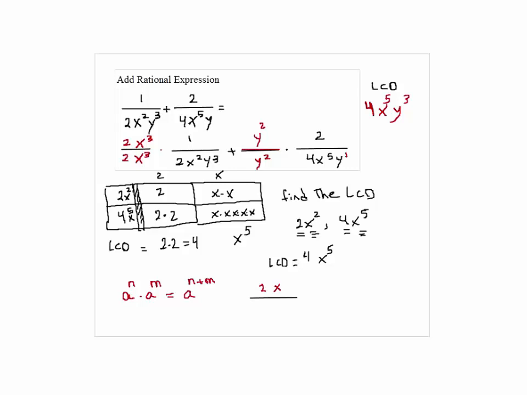So over here we have 2x to the power of 3, and at the bottom of the fraction here we get 4x to the power of 5, y to the power of 3. That's your LCD. And then plus, and here we have 2y to the power of 2 over the LCD, which would be 4x to the power of 5, y to the power of 3.